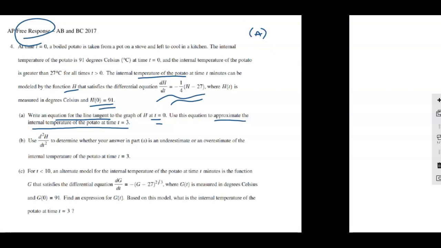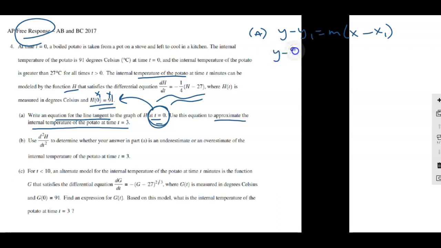We have this graph. I don't know what the graph of h looks like, but it gives us the differential equation. Remember, for the equation of a tangent line, we would want to think about point slope form. And then at that moment that we're investigating, it was time equals 0. So the temperature at that time is 91. So here my x1 value is going to end up being 0, and then my y1 value is going to end up being 91.